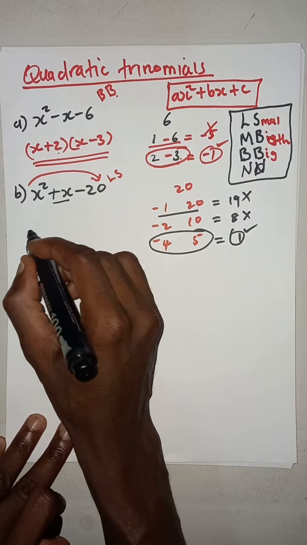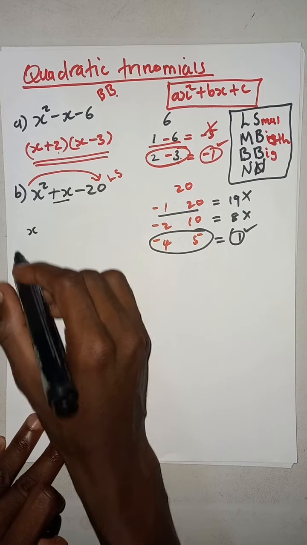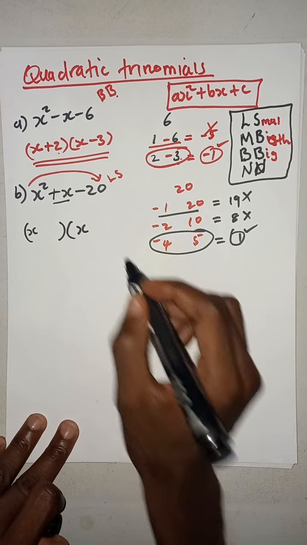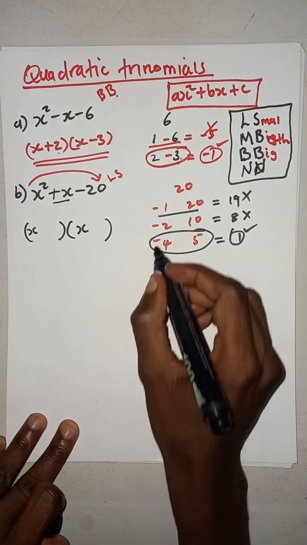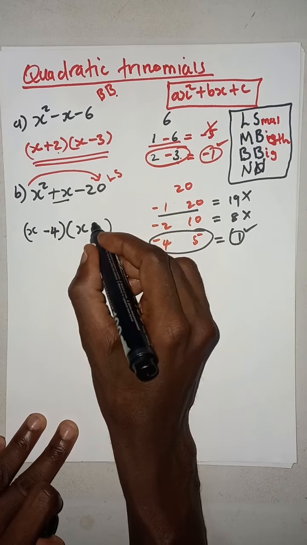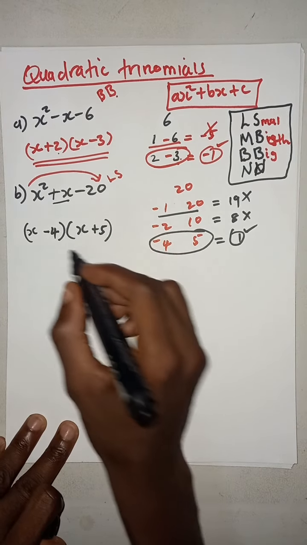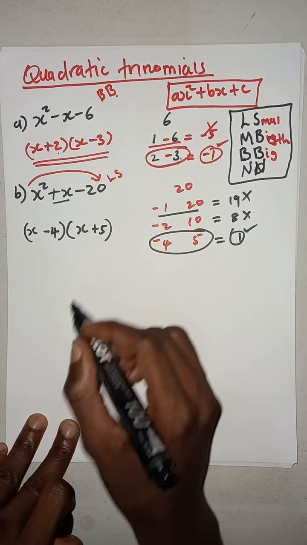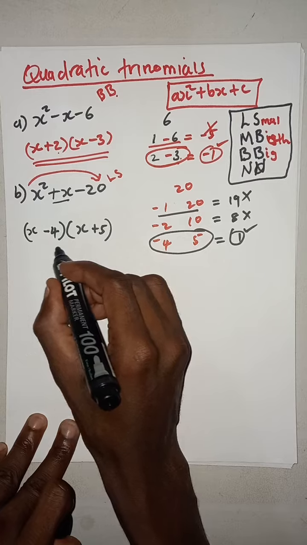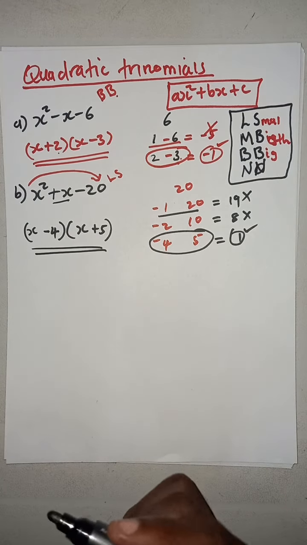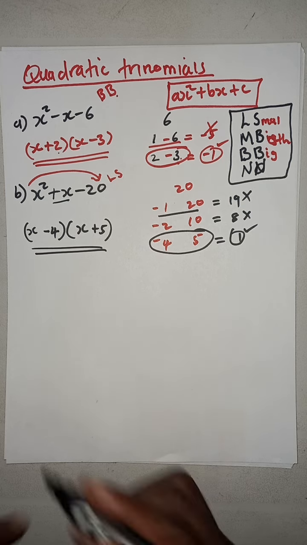So I write my x, then negative 4, I plug it here. Then positive 5, I plug it here. So next, I need to divide. Negative 4 divided by 1, it will not change. 5 divided by 1, it will not change. So that is my final answer. Was that not simple? Let's move on to the next example.